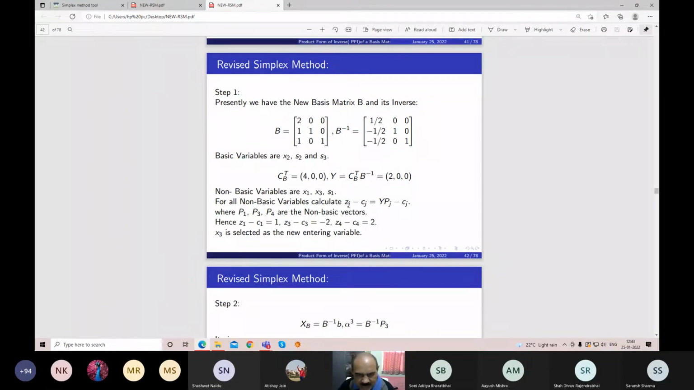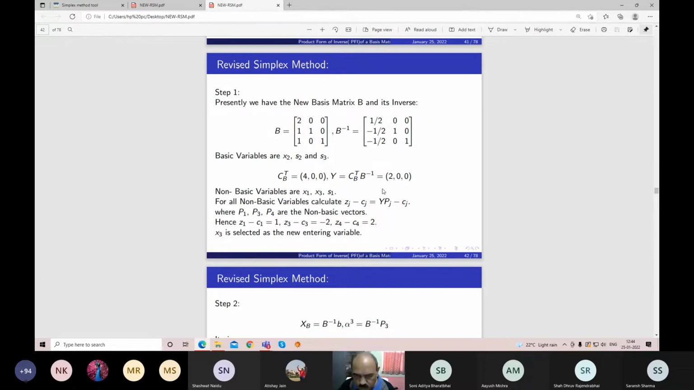Calculate zj minus cj using this rule, y into Pj minus cj. Now which column you have to use? P1 is for x1, P3 for x3, P4 for s1. Okay. Z1 minus C1 equal to how much? Now what is Z1? Z1 equal to y into Pj.